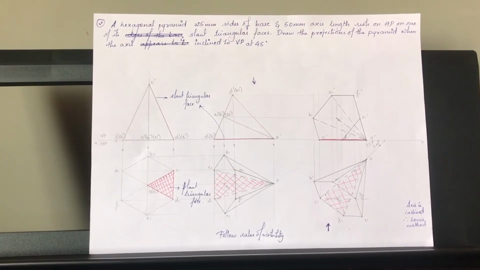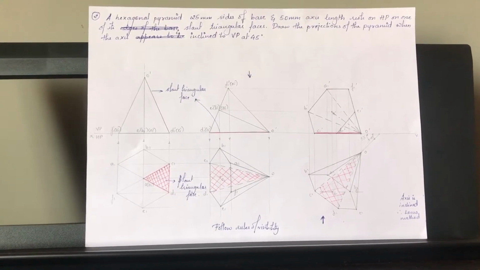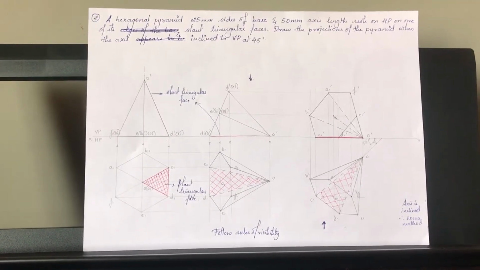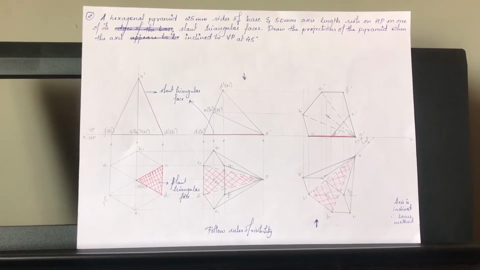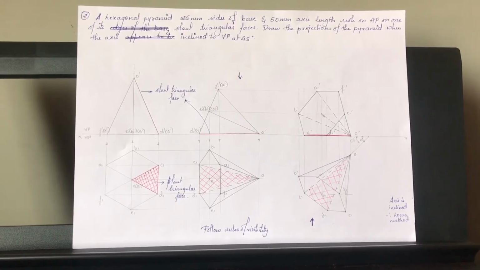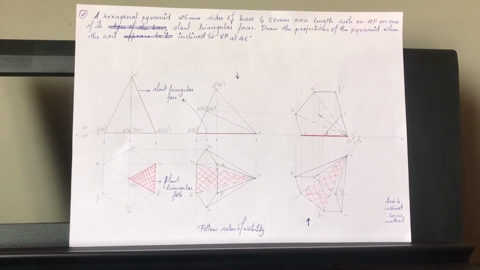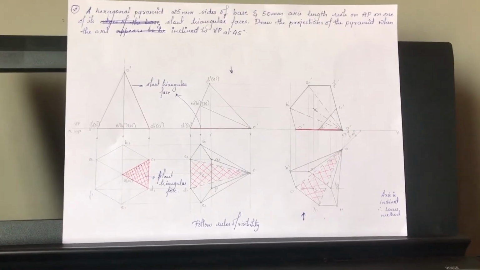Moving on to the second problem on the concept of solids resting on slant edges or triangular faces. So this is the second example. Here the problem statement is as follows: a hexagonal pyramid, 25 mm sides of base and 50 mm axis length, rests on HP on one of its slant triangular faces. Draw the projections of the pyramid when the axis is inclined to VP at 45 degrees.